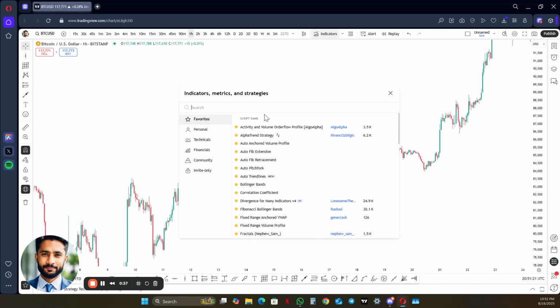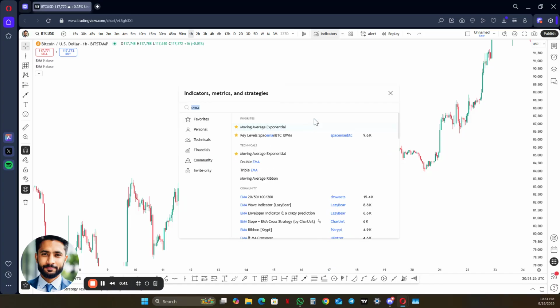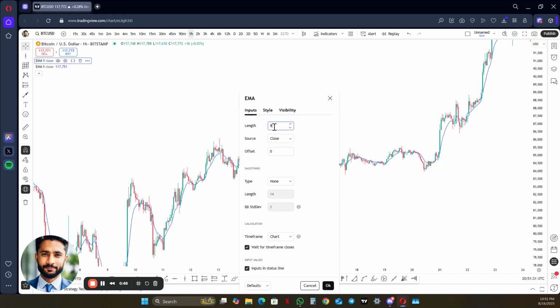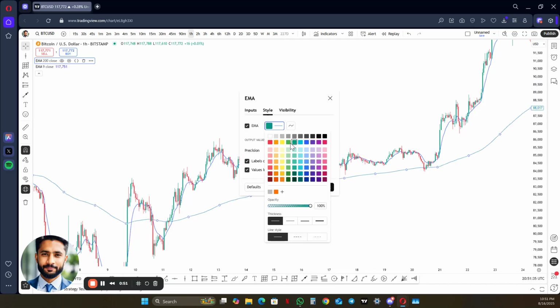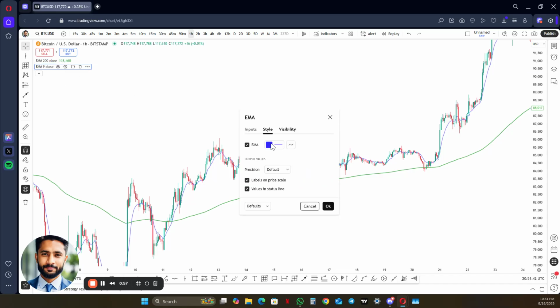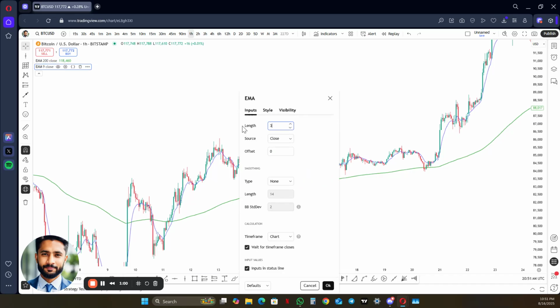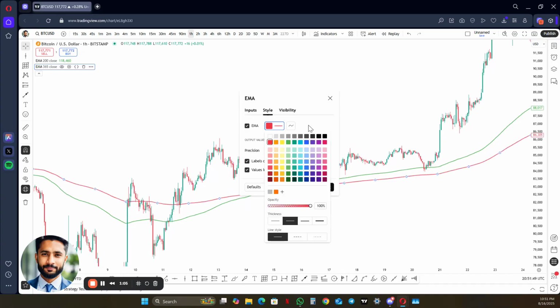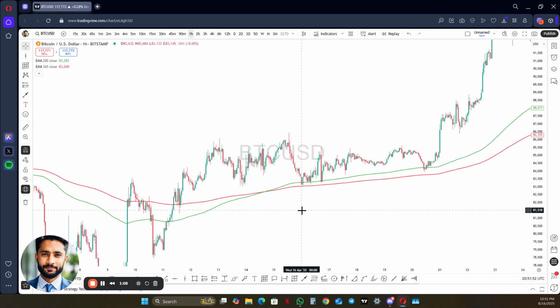If you don't know how to set up an EMA, you just click over here on the indicators, type EMA, get two EMAs on your chart, come over here, change settings. I'm going to change the first one to 200. I will change the color to green, because this will serve as our entry, and on the second EMA I'm going to put EMA 365, and I change the color to red, and that will be our stop loss.